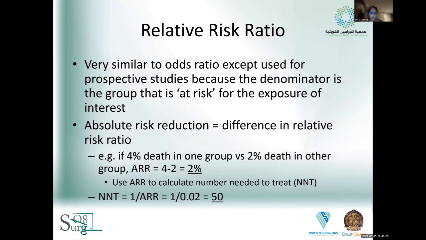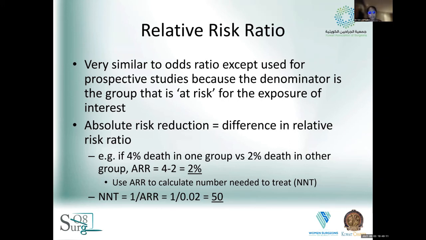Two more ratios we'll talk about. Relative risk ratio is actually very similar to odds ratio, except like we said, the denominator is different because you're looking at an at-risk group for the exposure of interest. So we're looking into the future. This has to be done in prospective studies, okay?